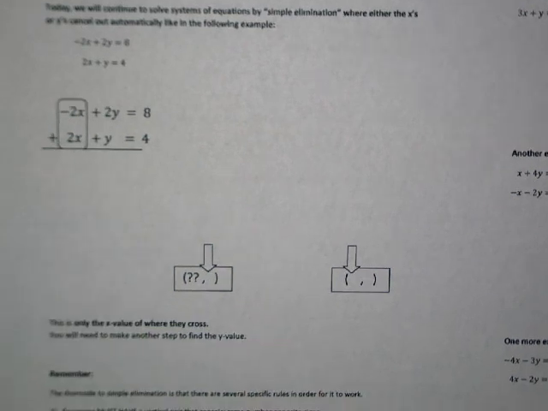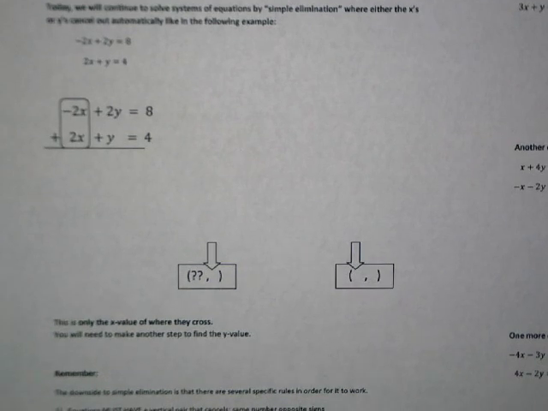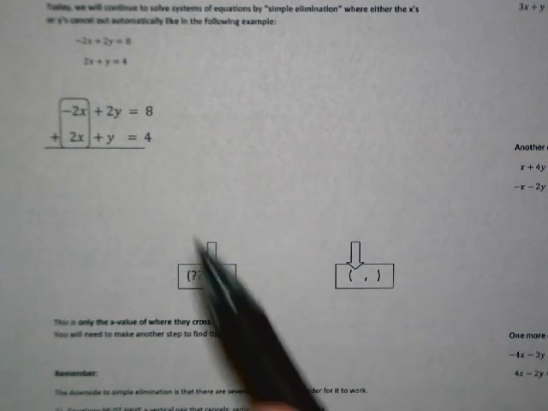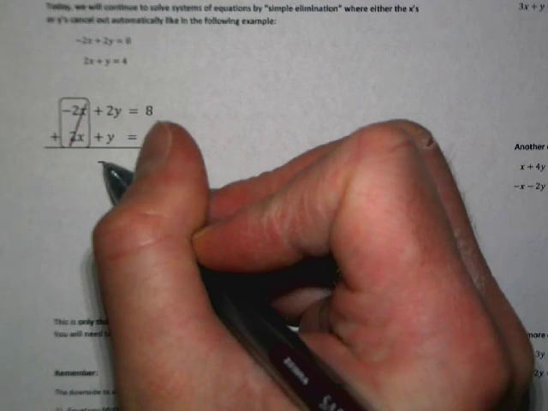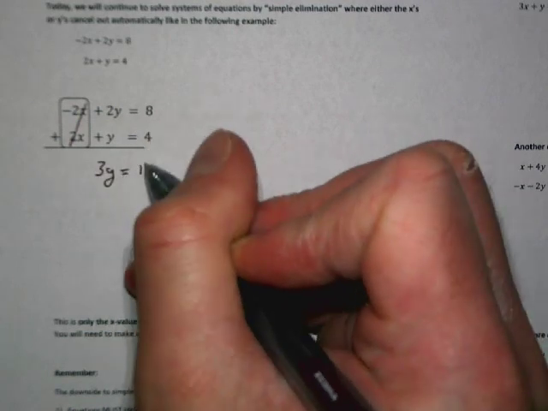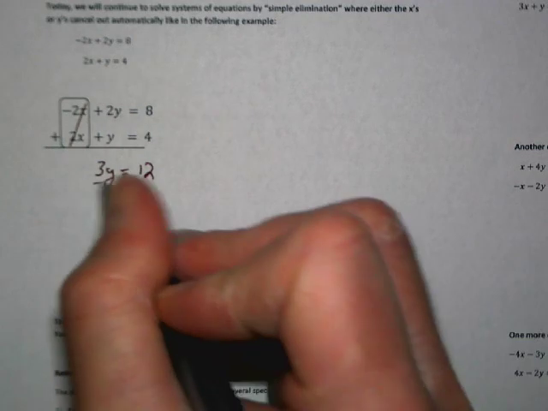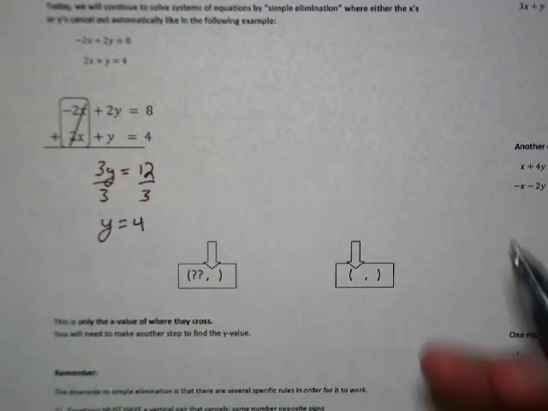So we're going to line them up, and we're going to pretend like we were adding the two equations together. In simple elimination, we have a pair that cancels. So if we add these together, these cancel out. 2y plus y gives us 3y, and 8 plus 4 is 12. Now all we have left is 3y equals 12. So we can divide by 3, and we get y equals 4.